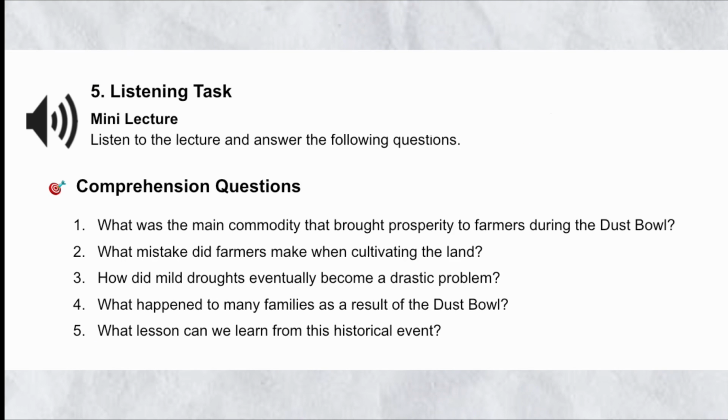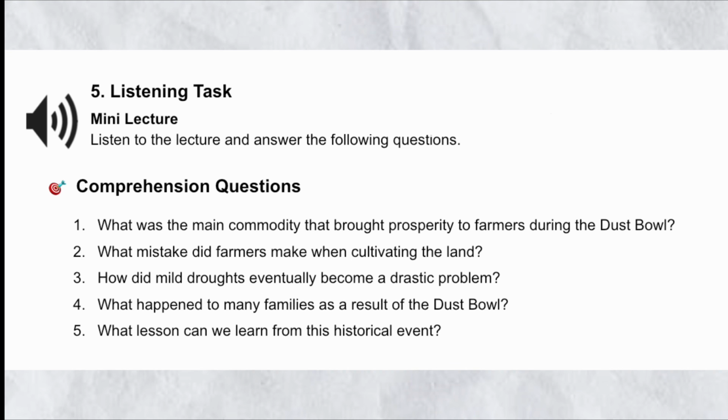Today I want to tell you about a historical event in the United States called the Dust Bowl. It took place during the 1930s, mainly in states like Oklahoma, Texas, Kansas, and Colorado. Farmers had cultivated the land extensively, planting wheat year after year without letting the soil recover. At first this brought prosperity. Wheat became a valuable commodity, and many families experienced financial success.